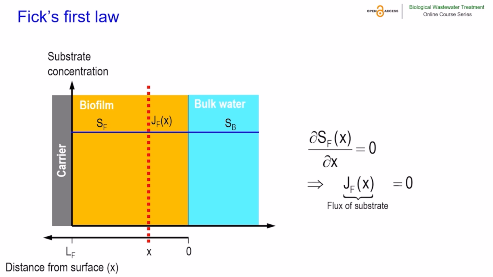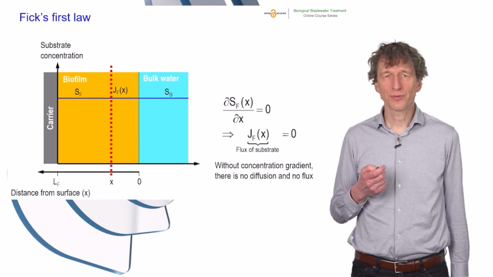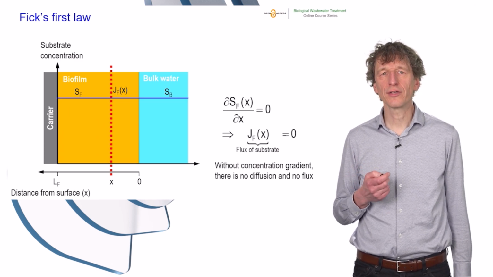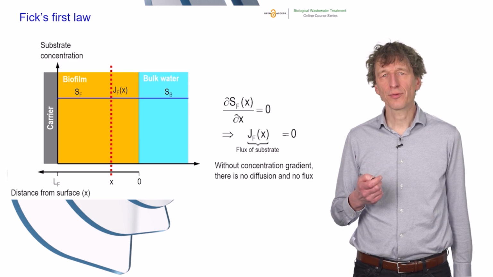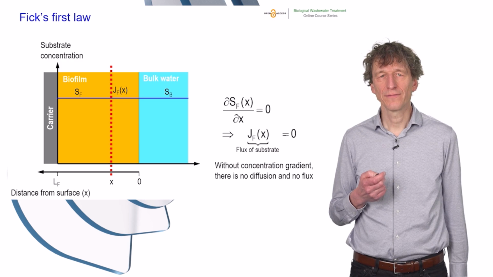Here we see a case with the constant concentration throughout the biofilm. A constant concentration means that the slope is 0, therefore also the flux at every location. This steady-state concentration profile represents the situation where there's only the process of diffusion, but no degradation of substrate in the biofilm.